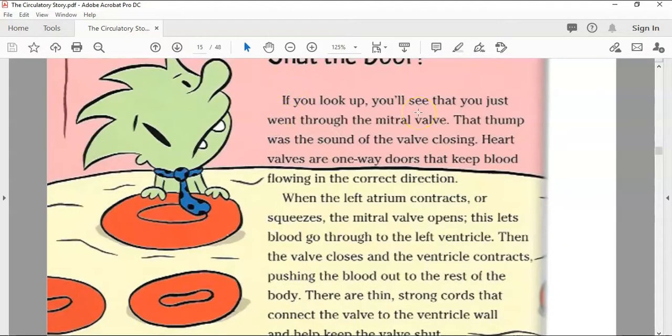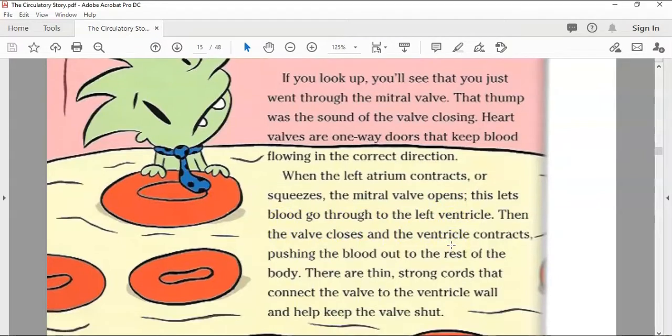If you look up, you'll see that you just went through the mitral valve. That thump was just the sound of the valve closing. Heart valves are one-way doors that keep the blood flowing in the correct direction. When the left atrium contracts or squeezes, the mitral valve opens. This lets blood go through the left ventricle. Then the valve closes and the ventricle contracts, pushing the blood out to the rest of the body. There are thin, strong cords that connect the valve to the ventricle wall and help keep the valve shut.